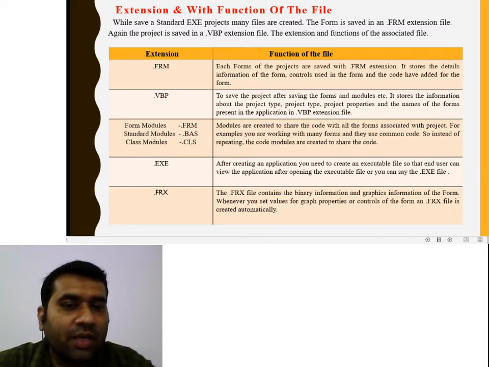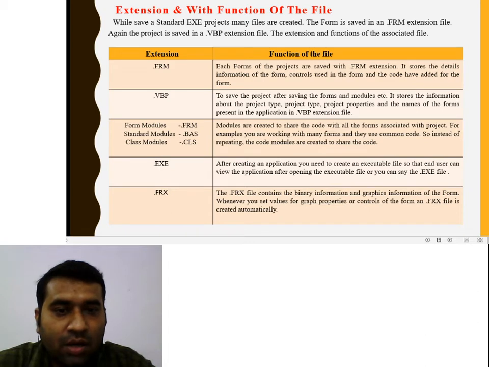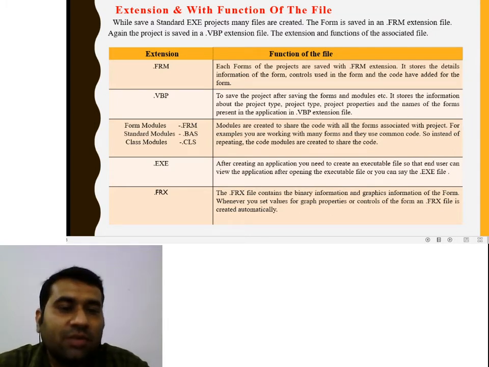For example, you are working with many forms and they use common code, so instead of repeating the code, code modules are created to share the code. Standard module has the .bas extension, class module has .cls. Then .exe: after creating an application, you need to create an executable file so that the end user can view the application by opening the executable file, or you can see the .exe file.